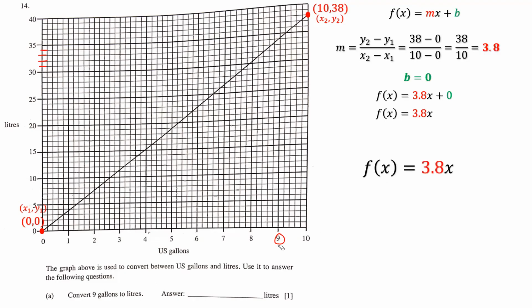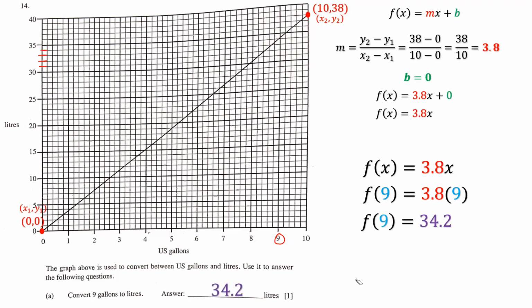Let's figure out what it is at 9. It says convert 9 gallons, so we're going to figure out what f of 9 is. Once we find f of 9, we can figure out how many liters 9 gallons is. For f of 9, we put 9 wherever we see x. So it's going to be 3.8 times 9. This means multiplication.